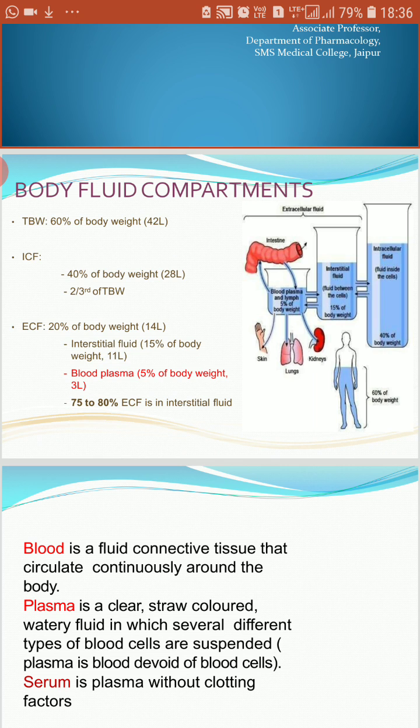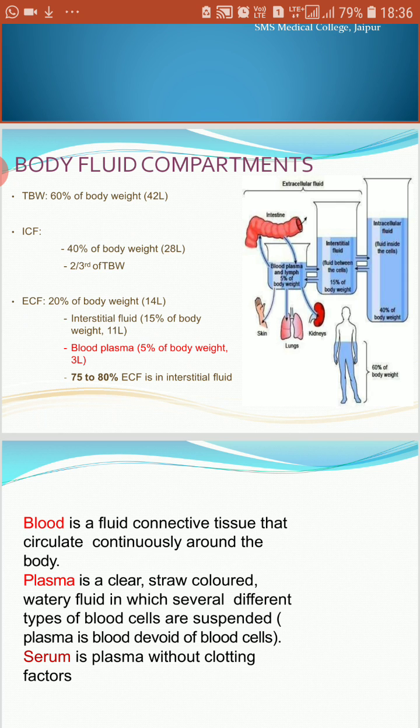Amongst the extracellular fluid we have interstitial fluid, 15% of body weight, that is around 11 liters. Blood plasma is 5% of body weight, that is 3 liters. 75 to 80% of extracellular fluid is in the interstitial part, so it is mainly interstitial fluid.